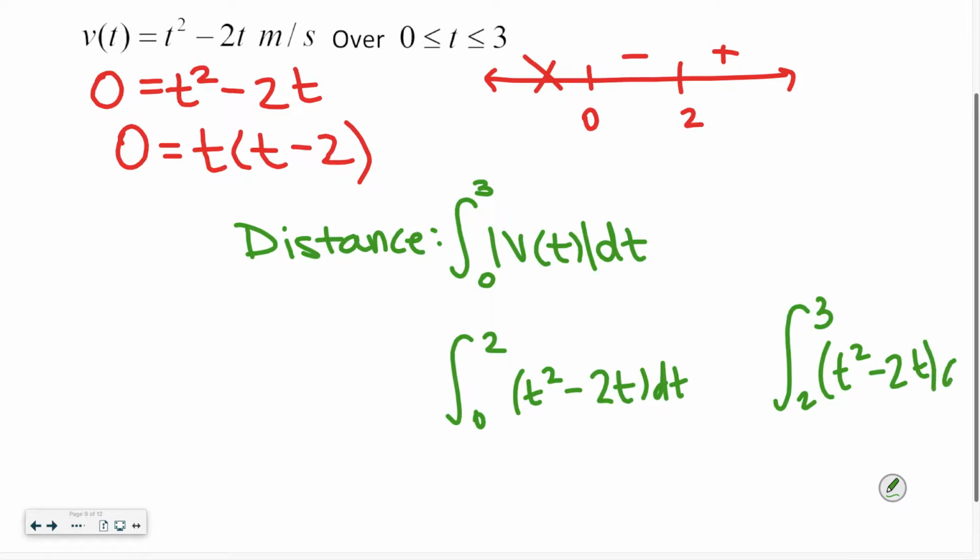Now, since we have positive velocity, we're going to keep 2 to 3 the same. But from 0 to 2, since we have negative velocity, we know that this is going to give us negative area. So we're going to change the sign in front of it to ensure that it's going to become positive for us.